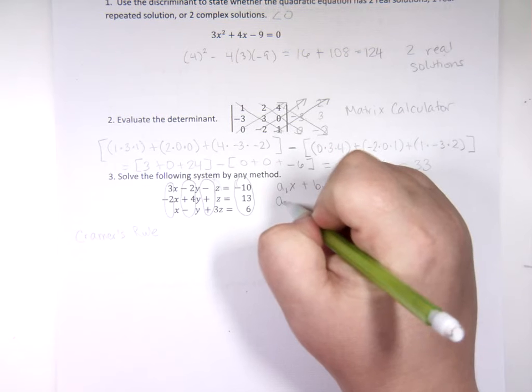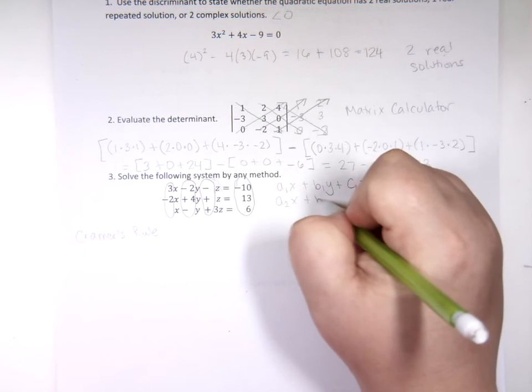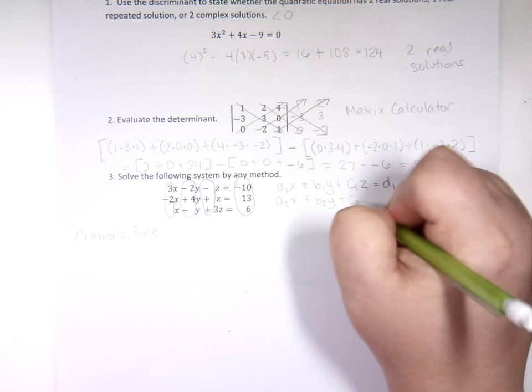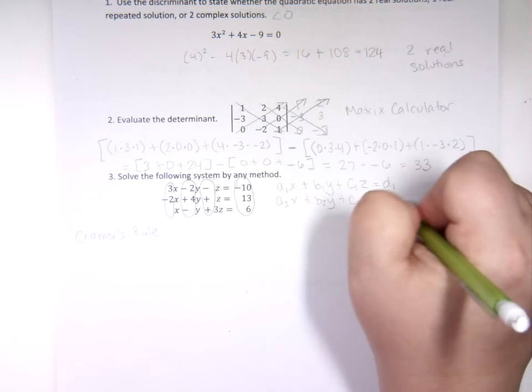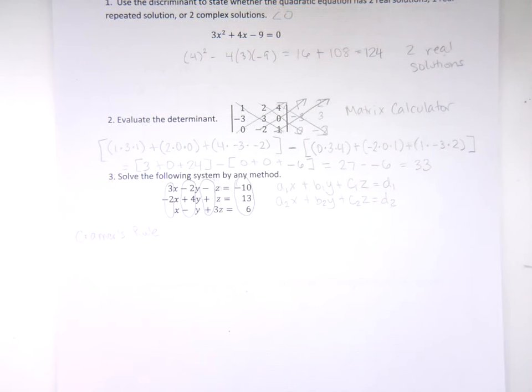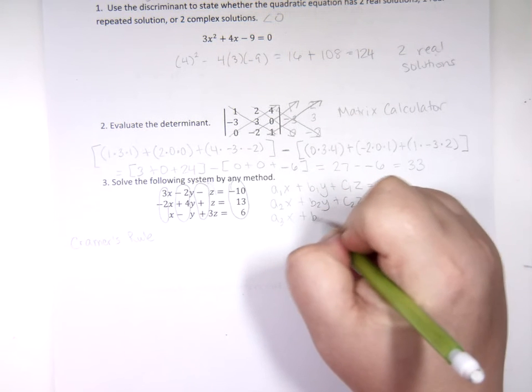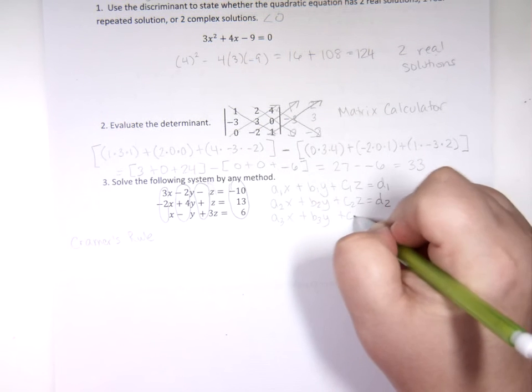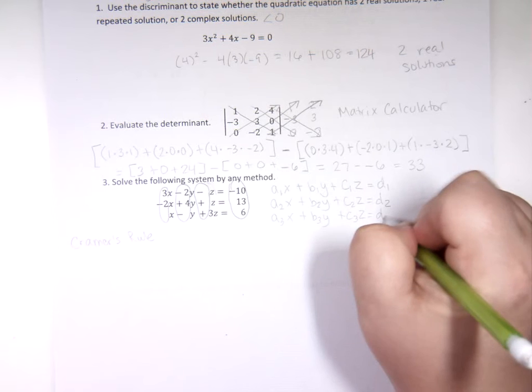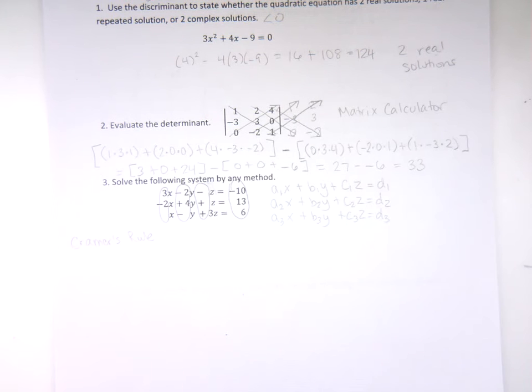Likewise, we've got A2x plus B2y plus C2z equals D2. So that's our second equation, and so it has a subscript of 2. And then finally, A3x plus B3y plus C3z equals D3. So we match up the coefficients with the A's, B's, C's, and D's.